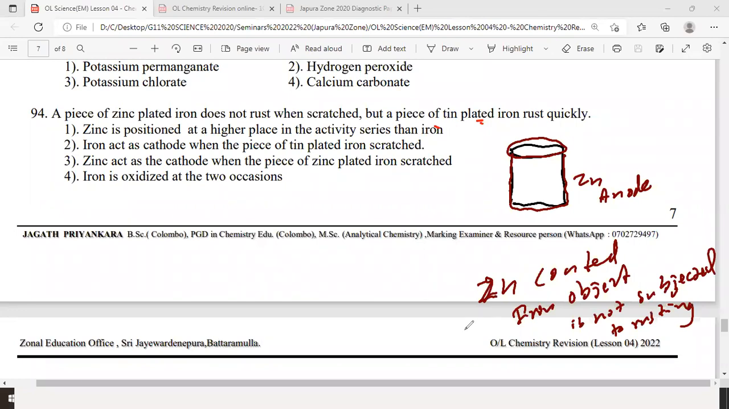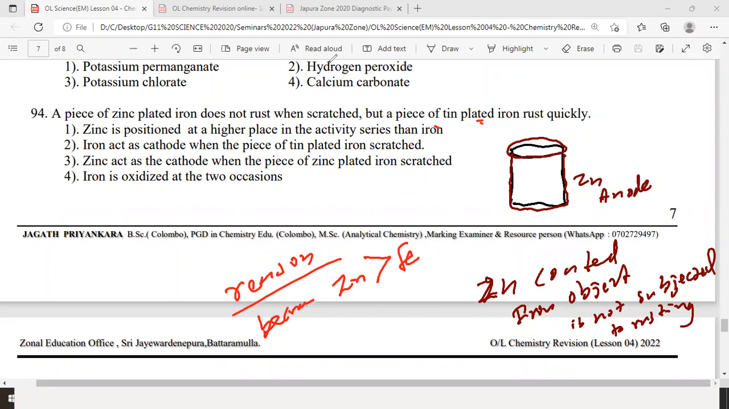The reason, what is the reason? Zinc is more reactive than iron. Right? The reason? Because zinc is more reactive than iron, or zinc is above iron in the activity series. Zinc is above iron in the activity series. So yes, question number 94.